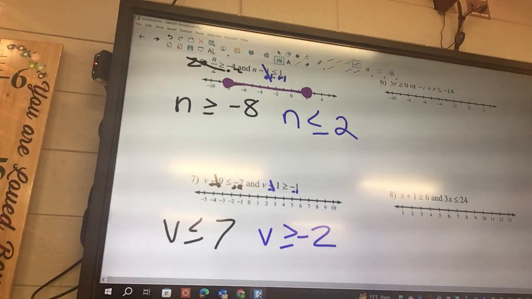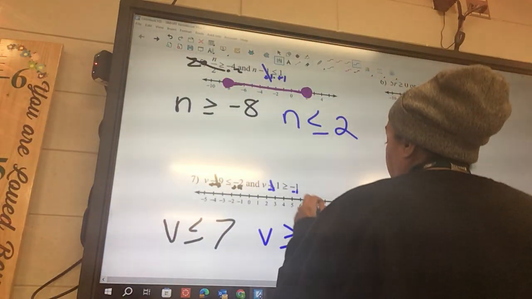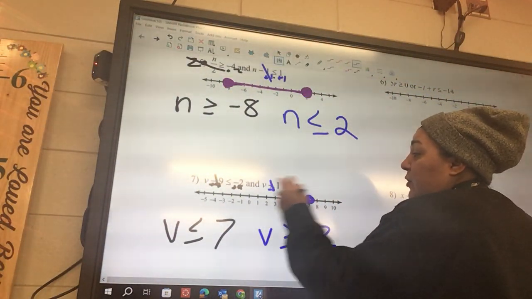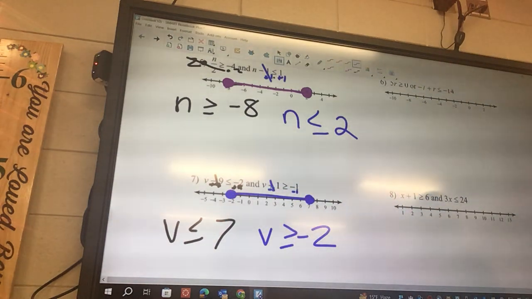Okay, is this an and or an or problem? And, so should it be pointed in or out? In. Okay, so on the 7, it's going to be closed. And the negative 2 is going to be closed. And they're going to be pointed in towards each other.